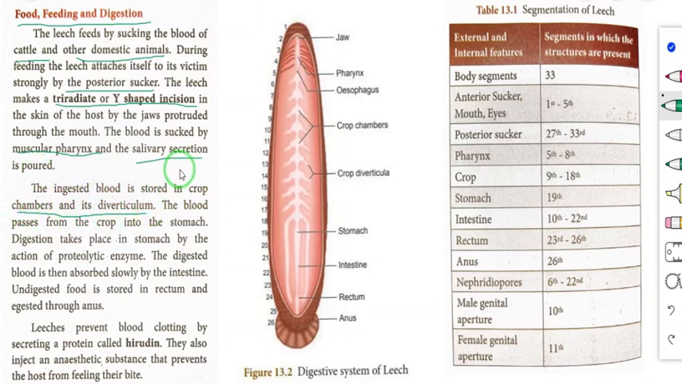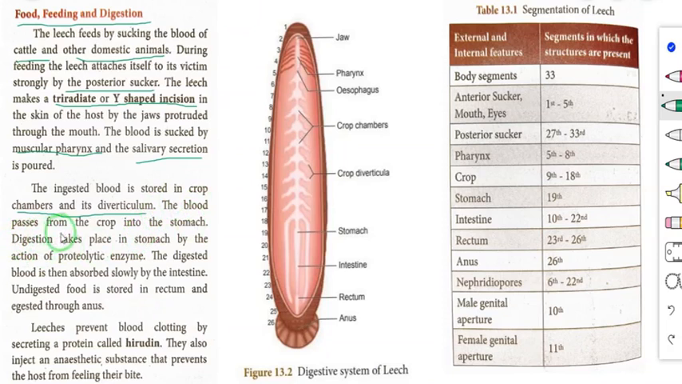So after sucking, the blood enters through this area, and where can it reach? It can reach the crop region. This area is the crop. The crop has 10 chambers, so the blood can be stored in the 10 chambers as well as the diverticular areas. This is a diverticular area. Both the crop chambers and the diverticulum region store the blood.